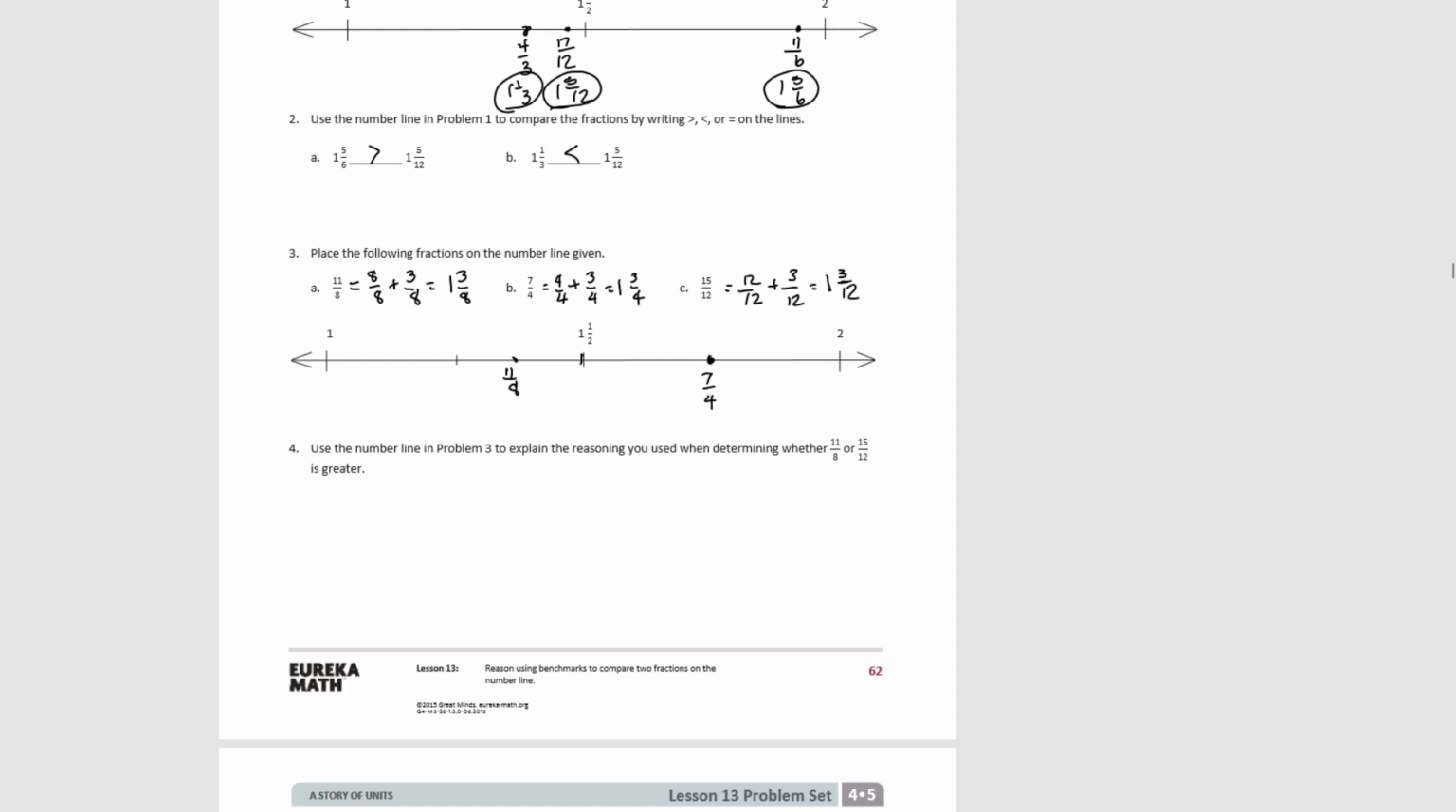And if we simplify this by dividing both the numerator and the denominator by 3, we get 1 and 1/4. And we have that point marked here. This would be 1 and 1/4, halfway between 1 and 1 1/2. So 15/12 falls right here. Pause the video and use the number line to answer 4.